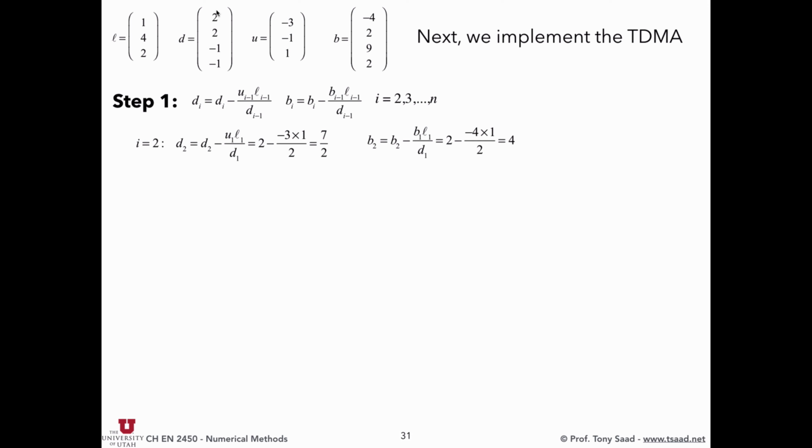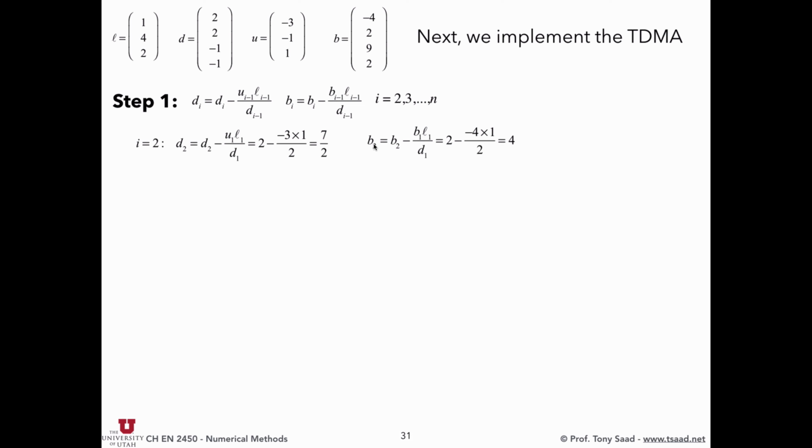Now, what is D2? You look at the D vector. D2 is equal to 2. And minus U1, what is U1? It's minus 3, times L1. What is L1? It's 1, over D1, right? So what is D1? It's 2. And then you get 7 over 2.